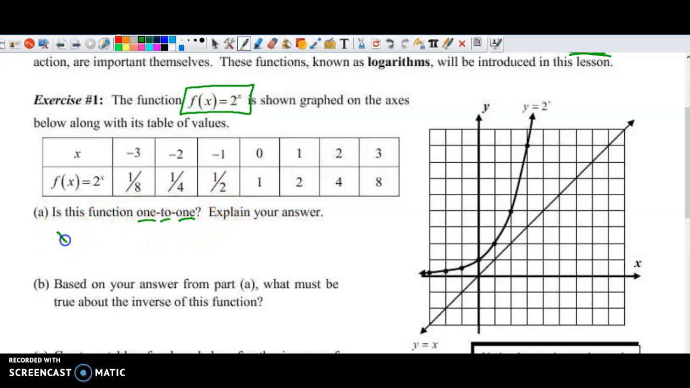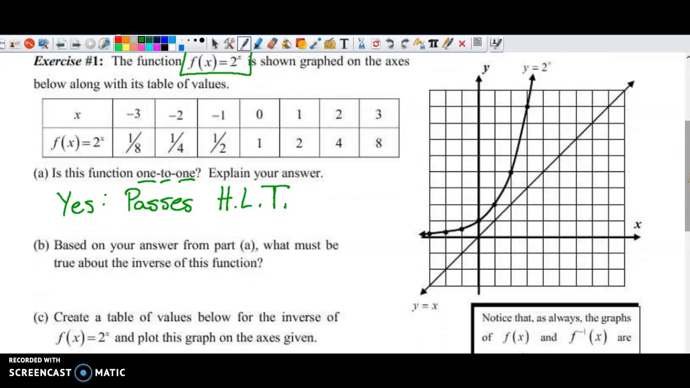And the quick answer to this one is yes, 2 to the x is a one-to-one function because it passes the horizontal line test. We talked about it a long time ago as to that being the case. So what on earth does that mean? That means that an inverse exists. And I might be getting a little bit ahead of myself, because you might be sitting there saying, how did you even come up with this?